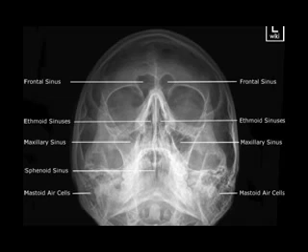Plain X-ray of the Waters view is taken with the mid-sagittal plane perpendicular to the plane of the film and the head extended such that the orbitomeatal line makes an angle of 37 degrees with the horizontal. Superior wall of the maxillary antrum.